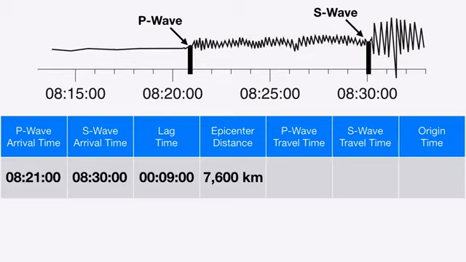So what I've just established is that when I have a lag time of 9 minutes, that means I'm 7,600 kilometers from the earthquake epicenter. Now once I've got this, I can tell some other interesting things, including the P wave and S wave travel time. Now here's what this means. This is going to tell me how many minutes a P wave or an S wave traveled from the earthquake to arrive to me. In other words, how long does it take a P wave to go 7,600 kilometers?